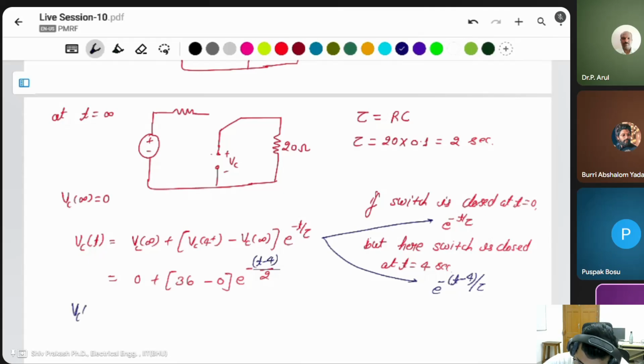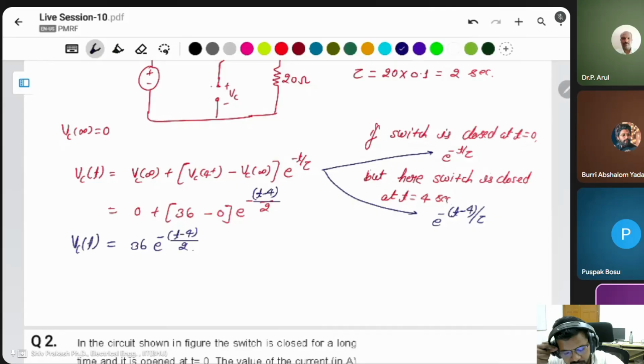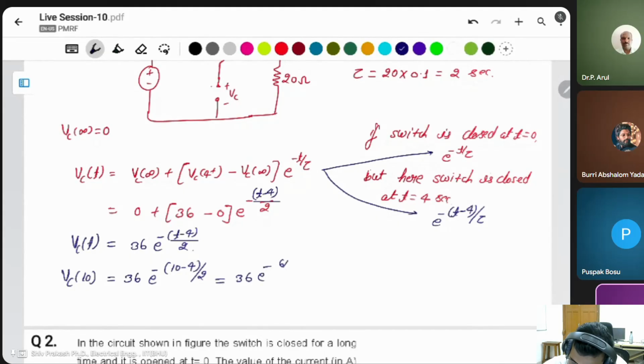Then what is the final value of the capacitor voltage? It is 36 times e to the power of minus (t minus 4) by 2. But the question asks for the capacitor voltage at 10 seconds. So t is equal to 10 seconds. Then 36 e to the power of minus (10 minus 4) divided by 2. This will be 36 e to the power of minus 6 by 2, which is 36 e to the power of minus 3.